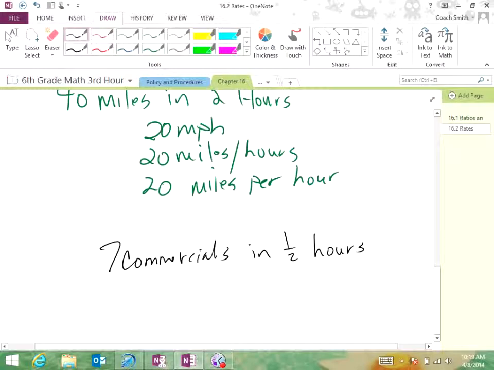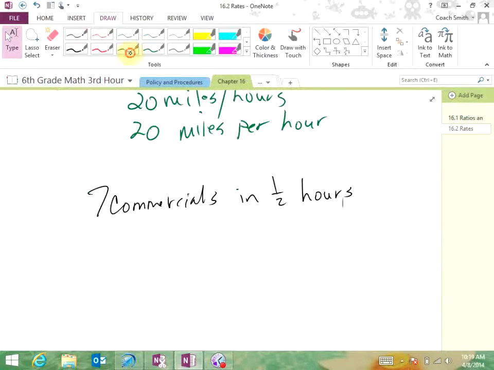Now, when you're looking at a rate, you want to see how many occur in one specific unit of time. For example, we said a while ago, 11 miles per 1 gallon. The last one we just did, 20 miles per 1 hour. So if they say 7 commercials in half an hour, then how many are we going to have in 1 hour? 14. So the answer to this one, the rate, is 14 commercials/hour.